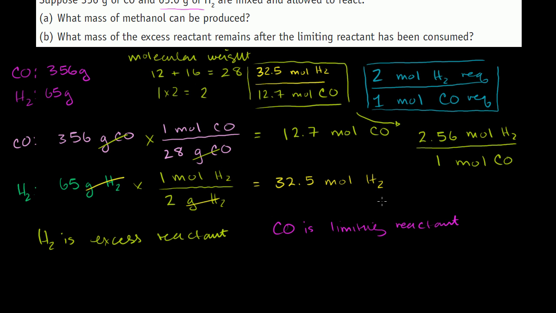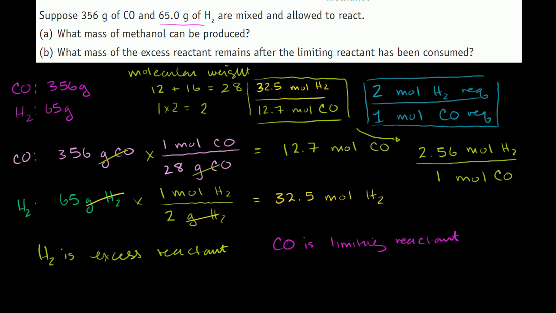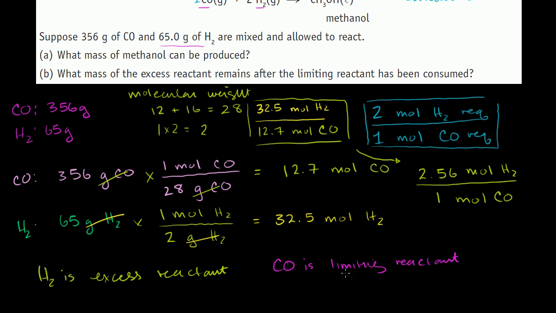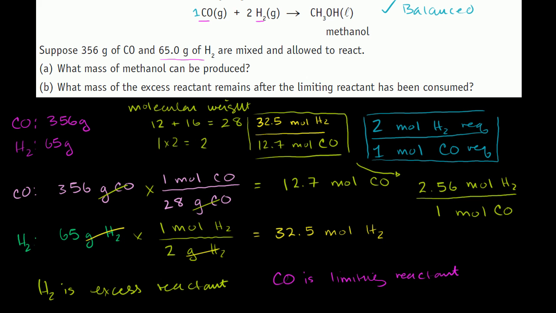Now, given that this is the excess reactant, let's see how we can use the stoichiometric ratios to figure out how much methanol is going to be produced. It's all going to be limited by our carbon monoxide. Did I just say that hydrogen is the limiting reactant? No, carbon monoxide is the limiting reactant. We have more than enough hydrogen. So how much carbon monoxide do we have? We already figured it out. We have 12.7 moles of carbon monoxide.